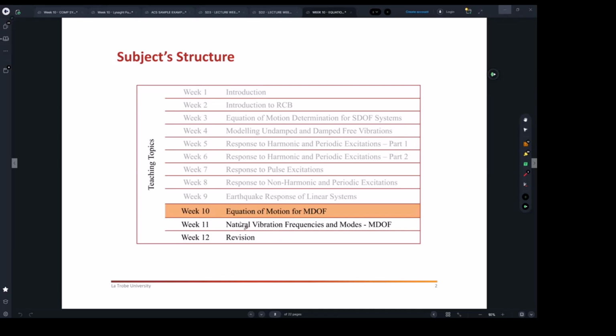Today we're going to be all about defining and establishing the equation of motion for a multi-degree of freedom system. This is what we did, remember, back in week 3, where we showed you at the very start how to establish the equation of motion for a single degree of freedom system. Today will be a start to go through what multi-degree of freedom means, and then we're going to learn how to establish the equation of motion. It needs more work than what we did there.